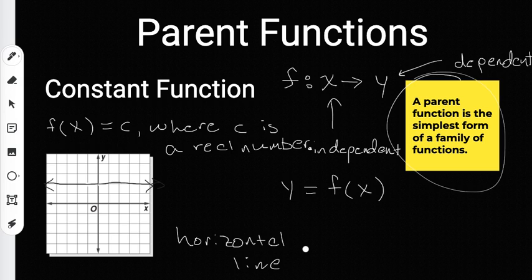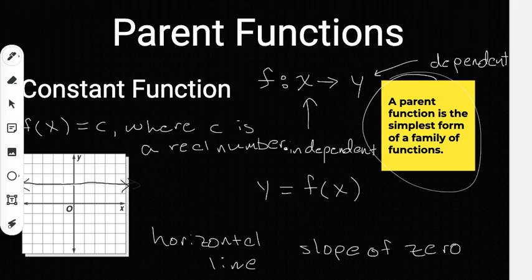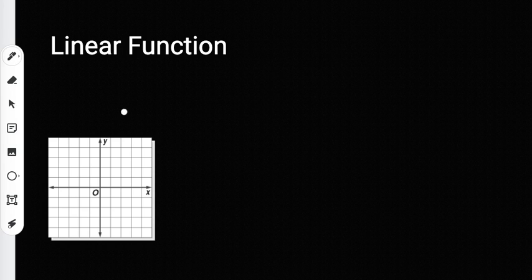Now since it's a horizontal line, it has a slope of 0. And it's important to know that c is just going to be a real number. Okay? So that's the constant function. The next function we're going to look at is the linear function. Now this is where it gets a little bit more interesting. The way you write the linear function is f of x equals x.